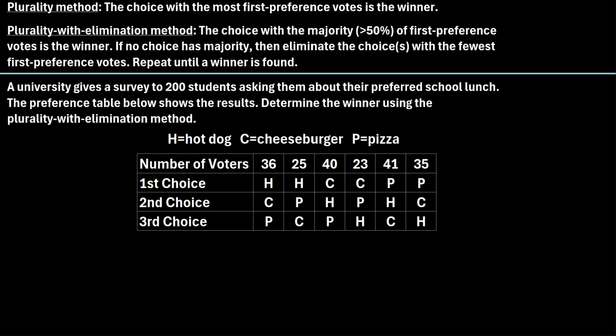In voting theory, the plurality method says that when you have an election, the choice with the most first preference votes is the winner. But the plurality with elimination method is a little different. It says that the choice with the majority of first preference votes is the winner.